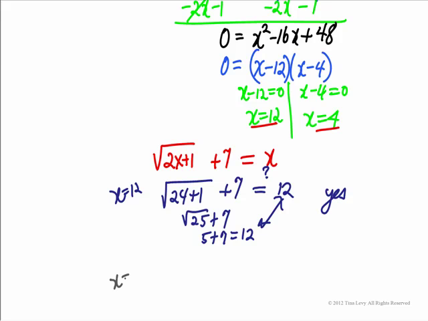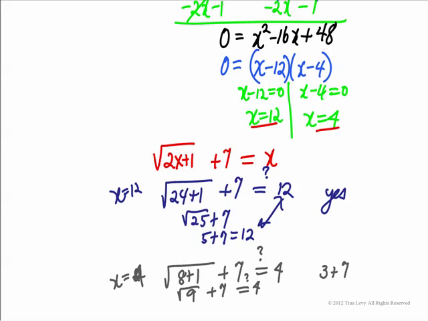Now we try letting x be 4. Our other value was 4. We get radical 2 times 4, 8 and 1, plus 7, and the question is that 4? Working this out, we get radical 9 plus 7. Is that 4? Well, radical 9 is 3, and 3 plus 7 is not 4. So what that means is that x equals 4 was an extraneous solution, so it gets crossed out.